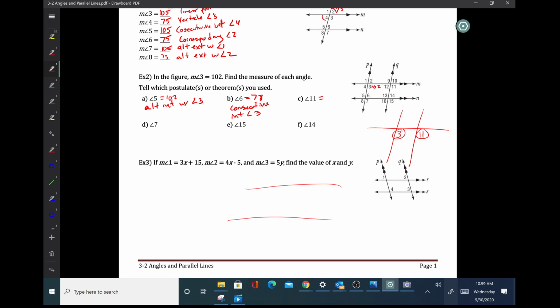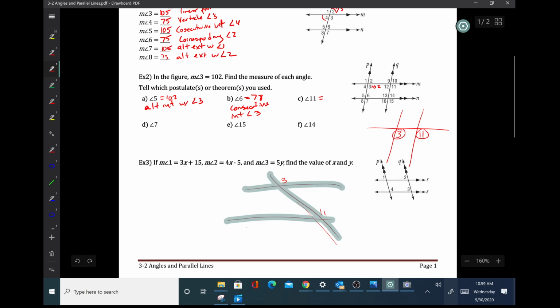I want it kind of big. Right? I'm thinking this is it. It's like this angle and this angle. Yeah. Those are corresponding. Mm-hmm. Turn your paper sideways, you'll see it.